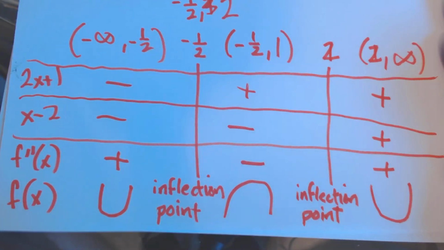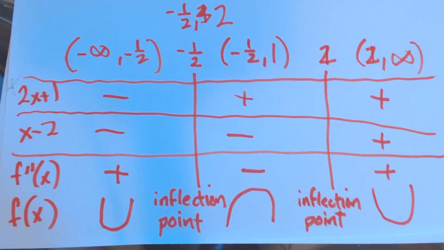So we have inflection points at both -1/2 and 2, and we've demonstrated the nature of the concavity of the function in each of its intervals, and that pretty much does it for this problem.